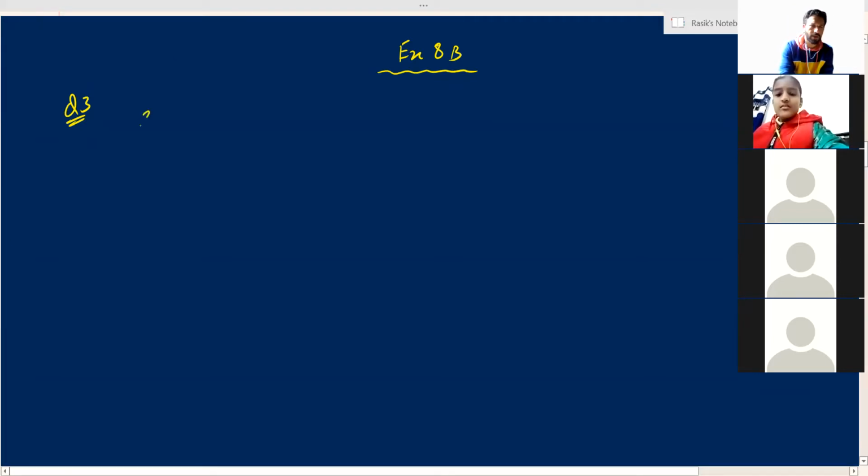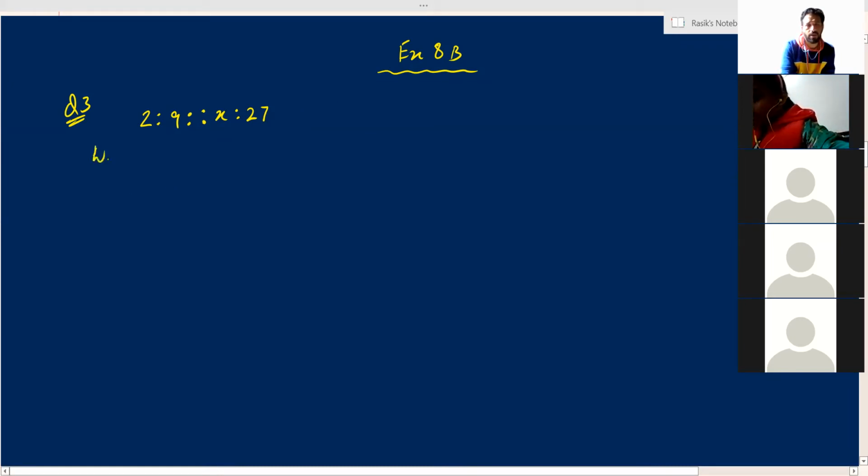In question number 3, it is given that 2 is to 9 as x is to 27, already given in the question. That means it is given that the four numbers are in proportion. Whenever it is written like this, it means they are in proportion. Already given in the question, so we can use it.